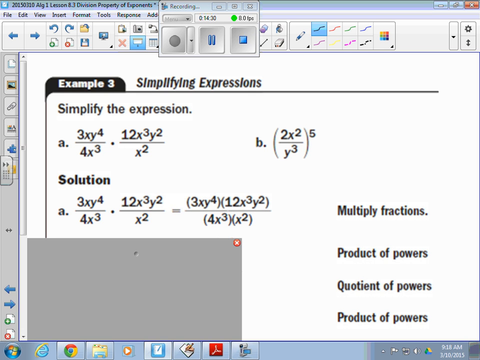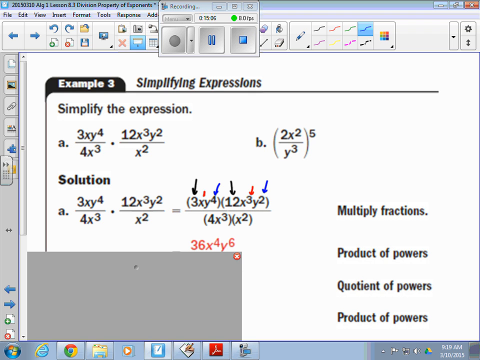First thing you do is multiply them straight across. 3 times 12 is what we're going to get first. That's 36. Then you have x to the first power times x to the third power. You add the exponents. X to the 1 plus 3 will be x to the 4th. Then you have y to the 4th times y squared. You add those, 4 plus 2, to get y to the 6th. So the top is 36, x to the 4th, y to the 6th.